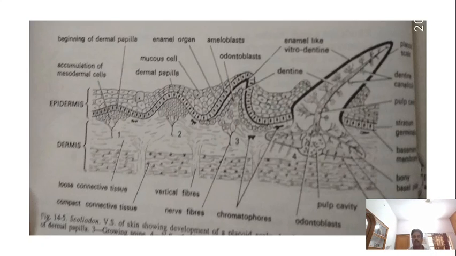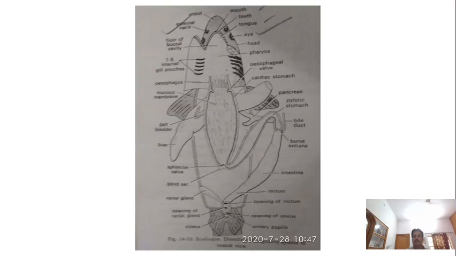Next, we will talk about the digestive system of Scoliodon. As we know that it is a carnivorous animal with a predaceous habit. It feeds on other small fishes, worms, etc. It has a complete intestine or alimentary canal.